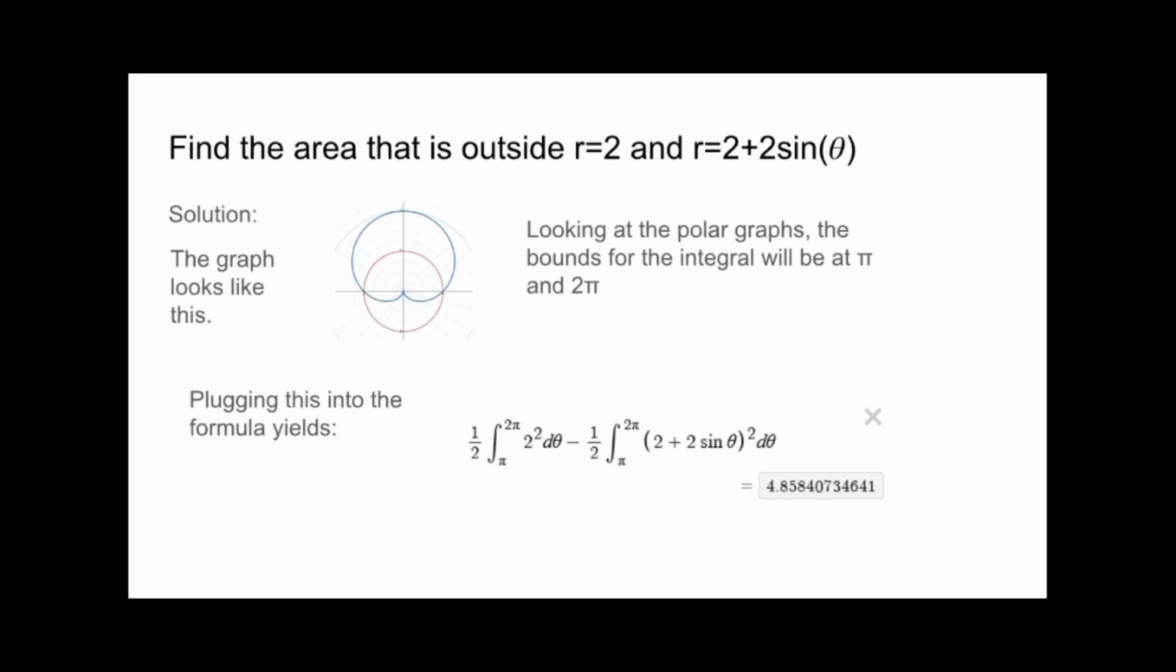So if you look at the polar graphs, the bounds for the integral are going to be pi and 2 pi. And if you plug it into the formula, you get 1/2 the integral from pi to 2 pi of 2 squared times d theta, minus 1/2 the integral from pi to 2 pi, and then jibber jabber, which all amounts to 4.8. Put it in the Desmos calculator.